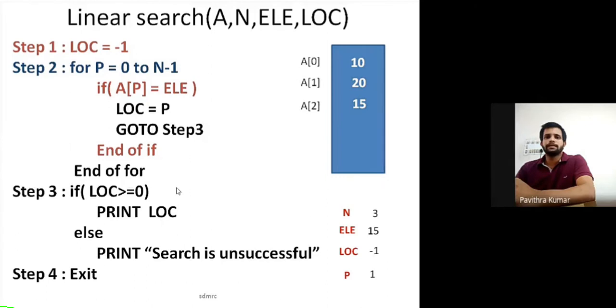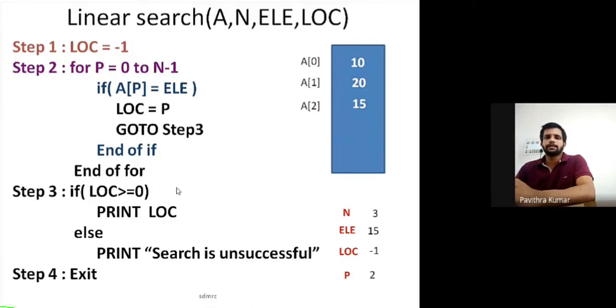So 1 is valid. Again a comparison: we are comparing the searching element 15 with a of p, that is a of 1. Is 15 equal to 20? Again false. End of if. Then p is going to be incremented. Right now it is 1. It will be incremented to 2. That is valid. p is equal to 2. I'm getting inside the for loop.